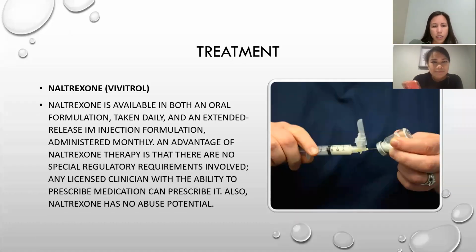Then we have naltrexone, and the injection is called Vivitrol. Naltrexone can be both oral or injection. The oral tablet is taken daily, whereas the injection lasts a whole month. One advantage is it's not a controlled substance like the other two are, so any provider can prescribe it and administer it. That makes it easy for accessibility. It also has no abuse potential. It is an opioid antagonist, so it's not activating any of the opioid receptors.